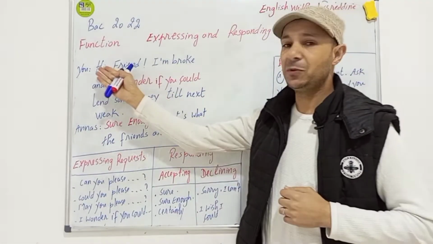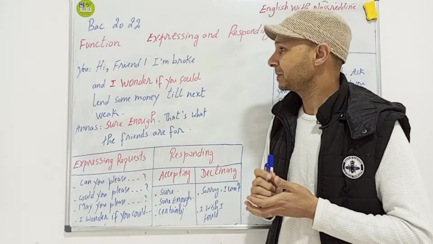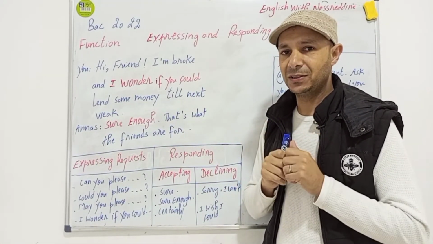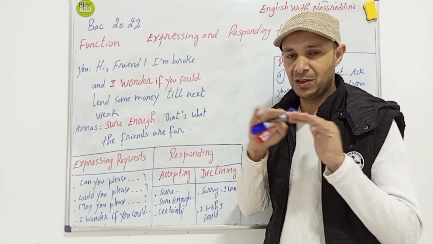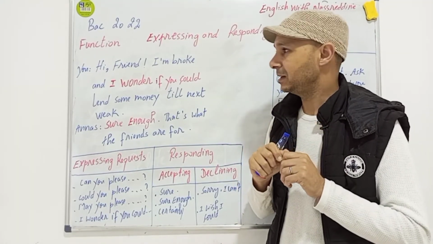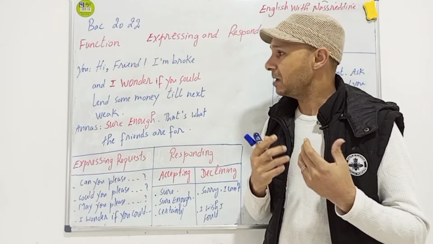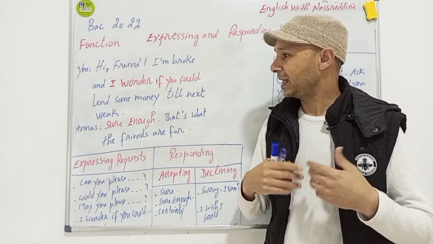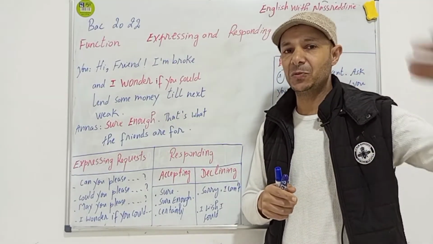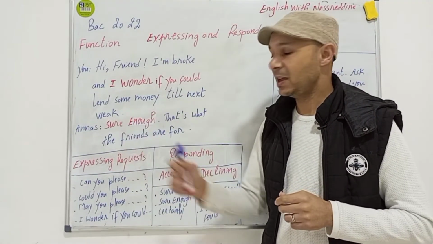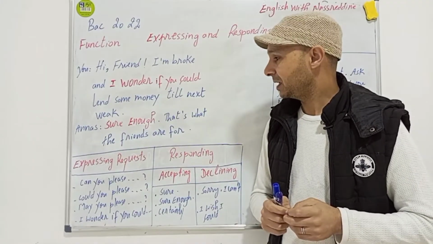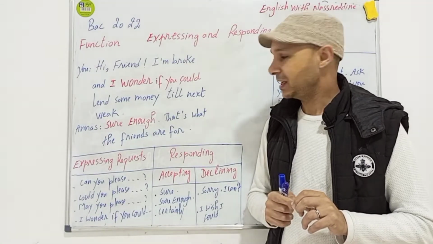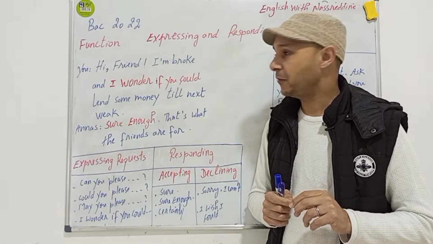So this is dialogue between you and your friend Anis. So, hi friend, I am broke. Remember, broke, it means don't have any money. Right? Hi friend, I am broke and I wonder if you could lend me some money till next week. Then Anas say, sure enough, that's what friends are for. Sure enough, that's what friends are for.